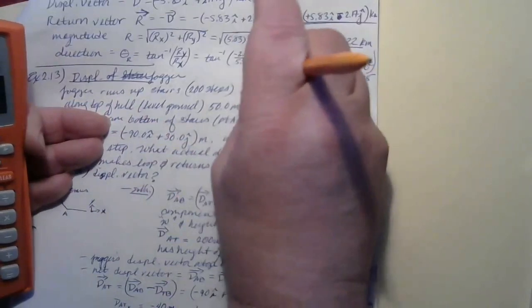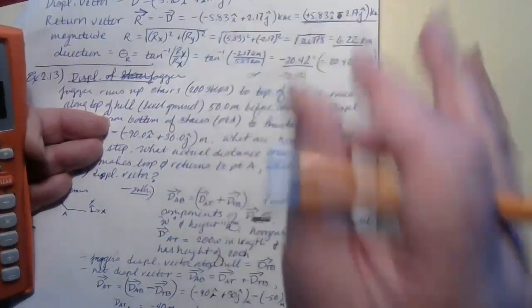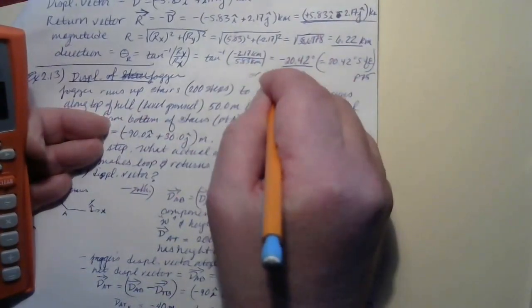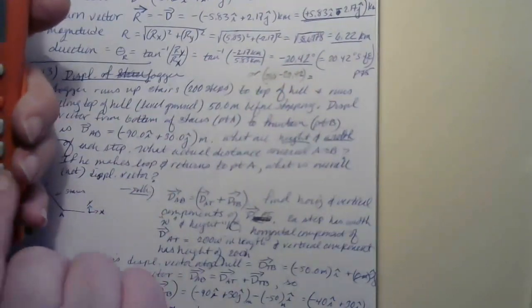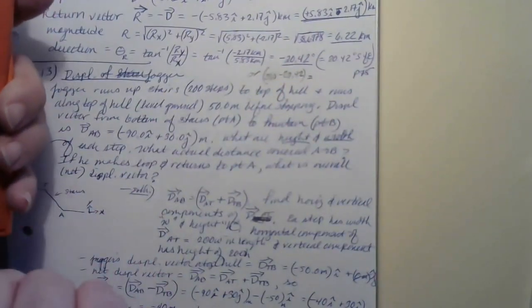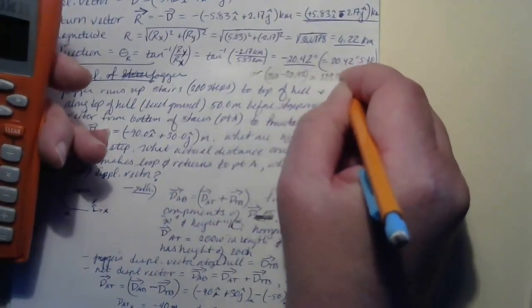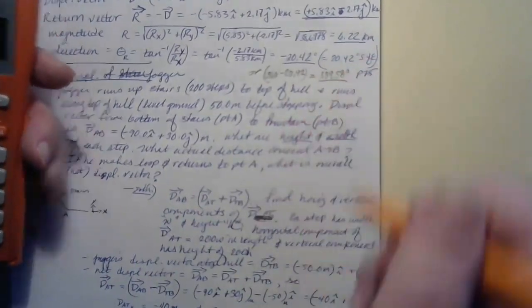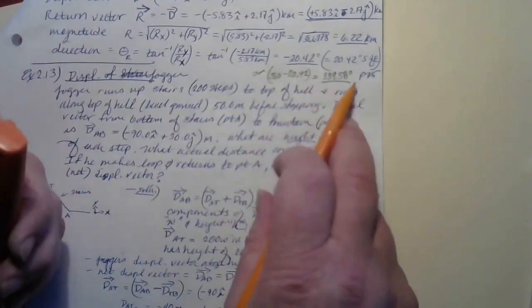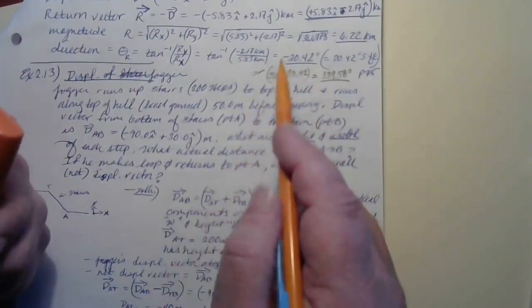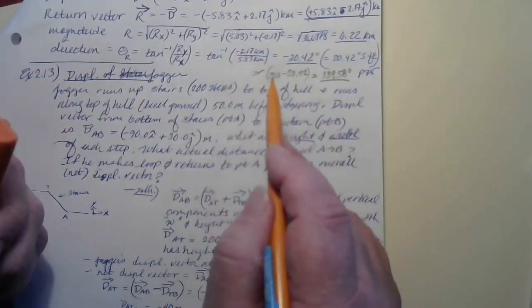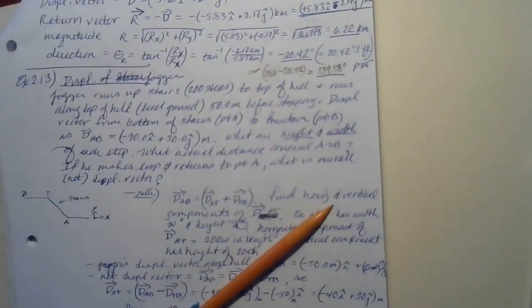Whoops. You could also, if you wanted to, do this the conventional way. And it would be 339.58 degrees if you're going counterclockwise from the positive x-axis. Okay.